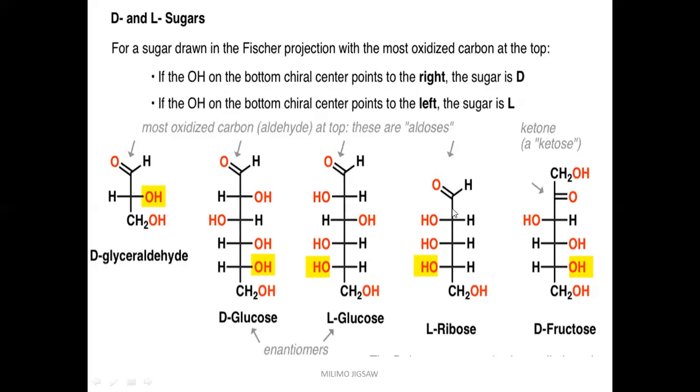Then, what does the L stand for? Levo rotatory. Remember I said that these rotate light to the left, levo. So it's not an English word per se. It's not derived from English. The levo and the dextro.